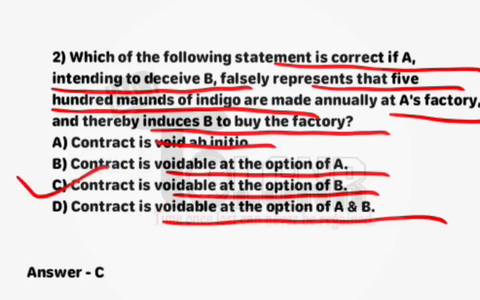Option C is correct. Contract is voidable at the option of B, right?